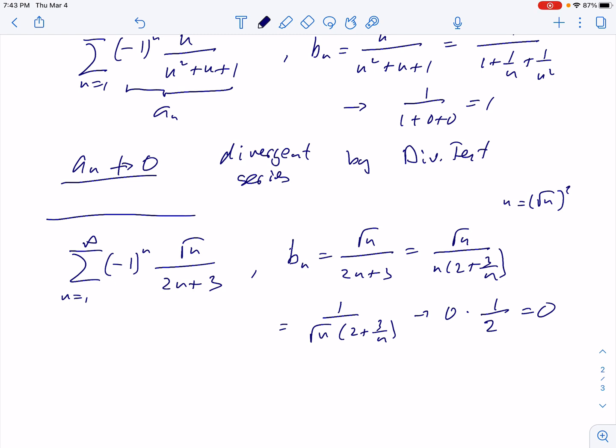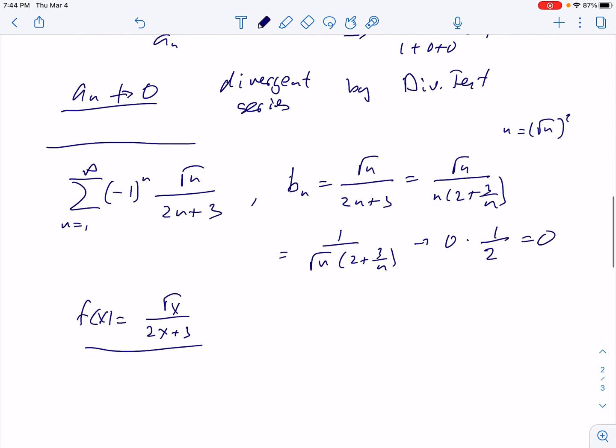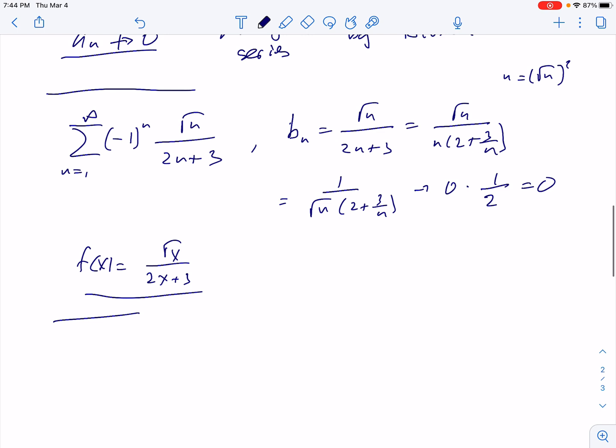So this checking I shall just skip. We can compare two consecutive terms, or you can just take the derivative. If you take the function root of x over 2x plus 3 and differentiate, you can see what is the sign of the derivative. The sign of the derivative should be negative to show that it's decreasing. We can use this theorem from Calc 1: if the derivative of a function is negative, the function is decreasing.